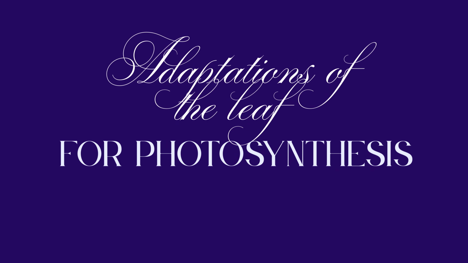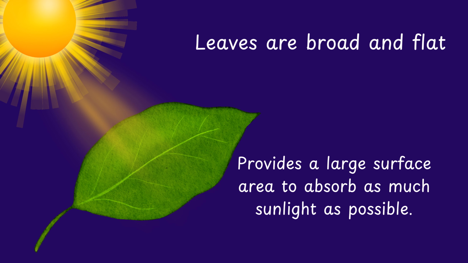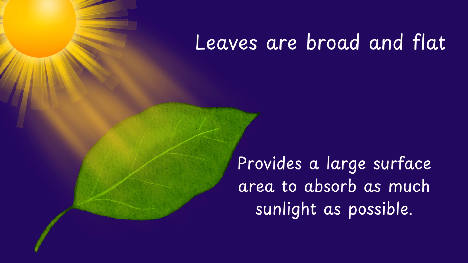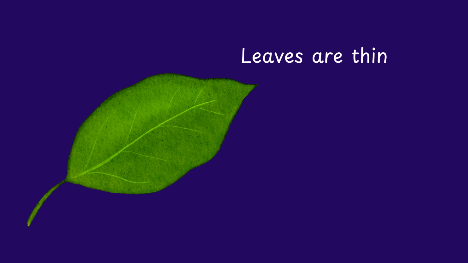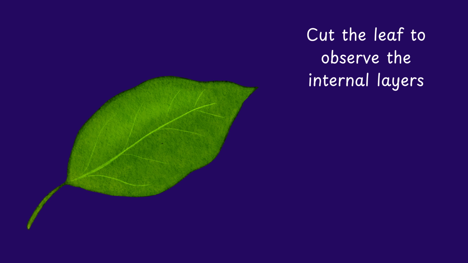Let us now look at the adaptations of the leaf for photosynthesis. Let us focus on the adaptations that we can see with our naked eyes. First of all, the leaves are broad and flat, and this provides a large surface area to absorb as much sunlight as possible. The next feature is that leaves are thin, and this provides a short diffusion distance for gases to move into and out of cells. Those are some of the features we can see with our naked eyes.